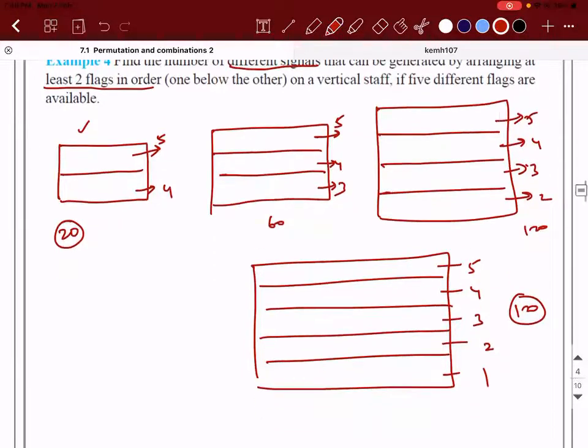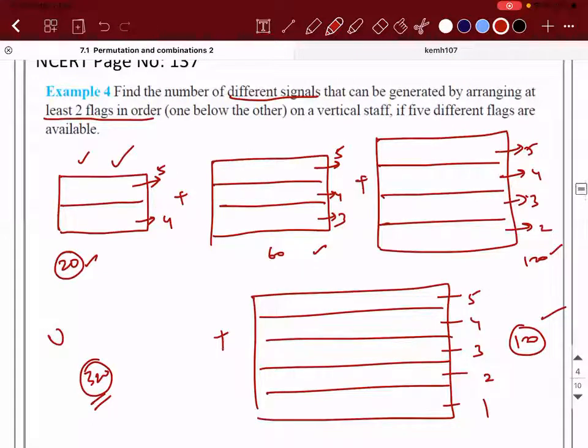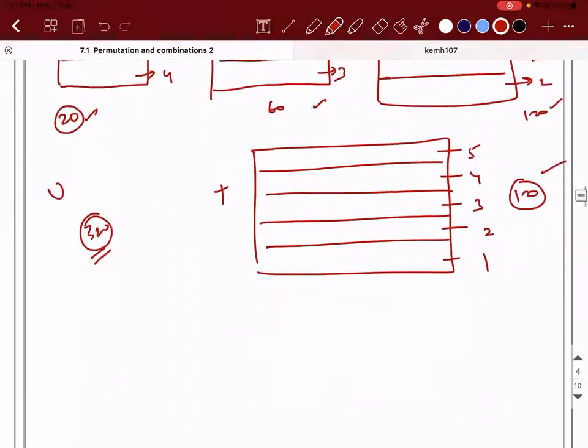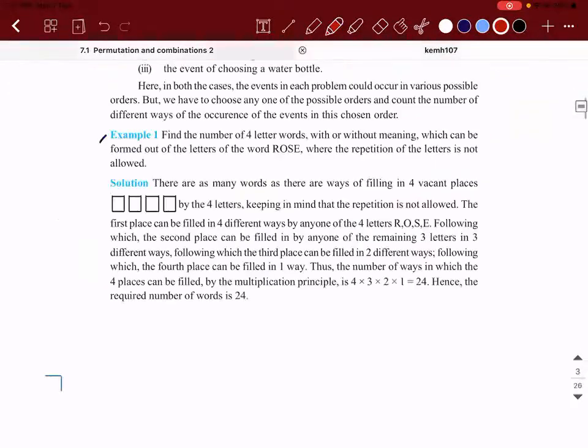Perfect. So it is basically union, it is not intersection. Union means addition. They told at least two, there is no mandatory condition. At least two means I can either form this signal, that is my wish, or I can form this, or this. So there are 20 plus 60 plus 120 plus 120. Totally 320 ways. So there are 320 signals that are possible according to the requirement of this question. Correct? Right? So this is a simple thing.